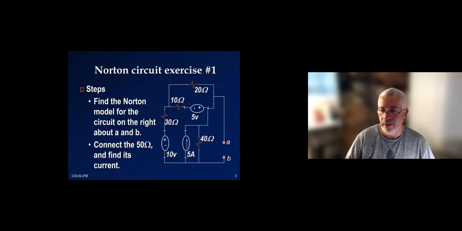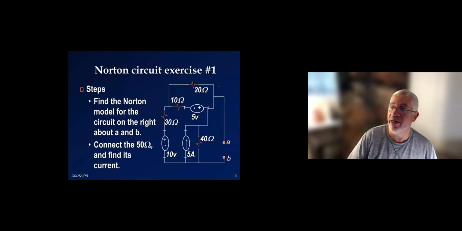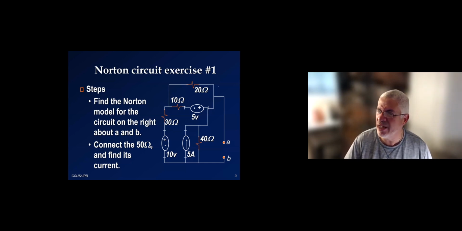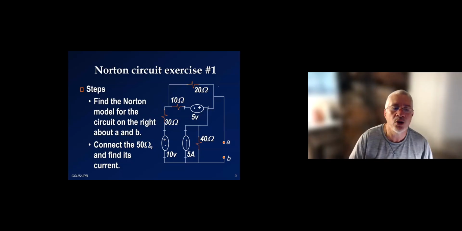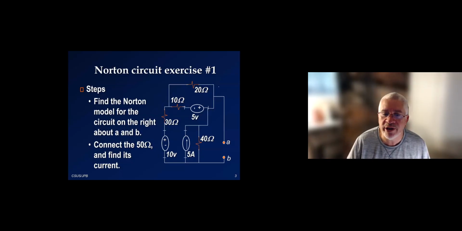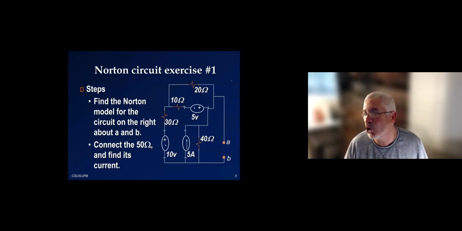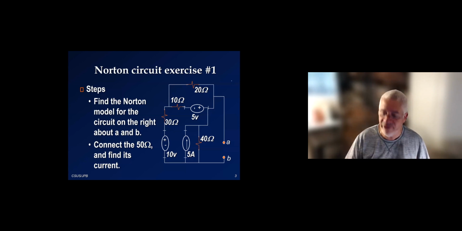So assuming you've done the work, what is the step? Again, I put it on a slide so that you get it pretty much. I want you to start thinking that the model is a model to be used to answer a different question. All right, so what do we do here? We find the Norton model for the circuit on the right. You realize that I don't have the 50 ohm resistor in there. All right, my terminals are A and B. That's what connects to the outside. Well, then I'm going to connect the 50 ohm and find its current after that.